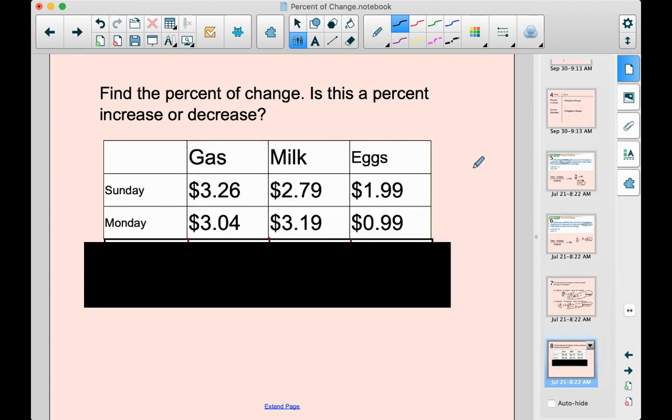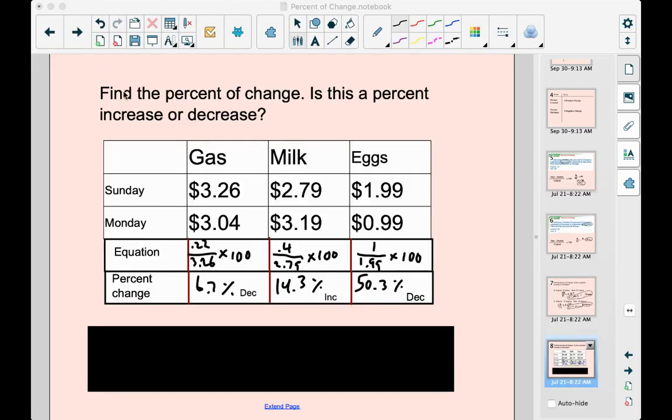All right. So let's have you try these three. Here I have the price of gas, milk, and eggs on Sunday, and the price of the same three items on Monday. I want you to tell me what is the percent change in the price from Sunday to Monday for each one of these three things, and then tell me whether it's a percent increase or decrease. So let's pause it there and hit resume when you're ready to check your answers.